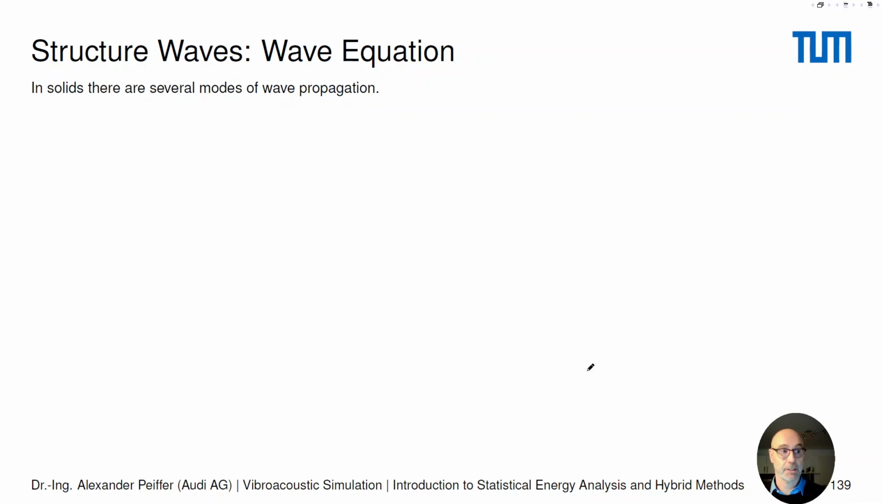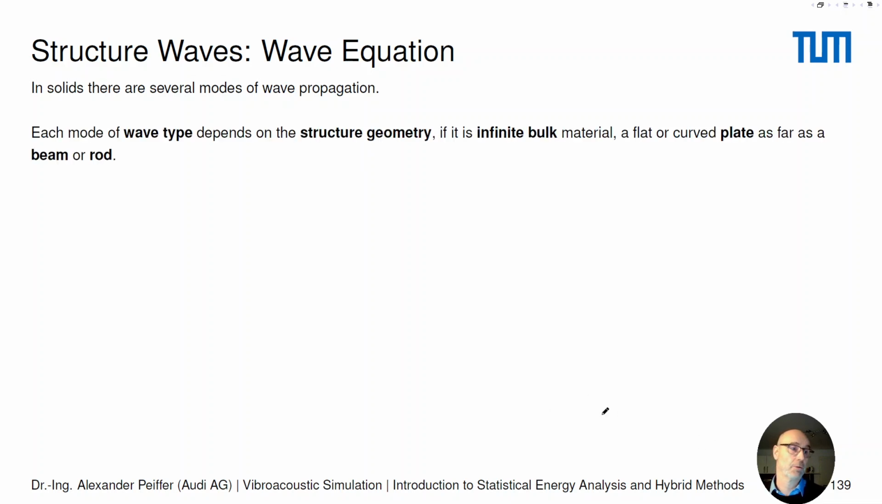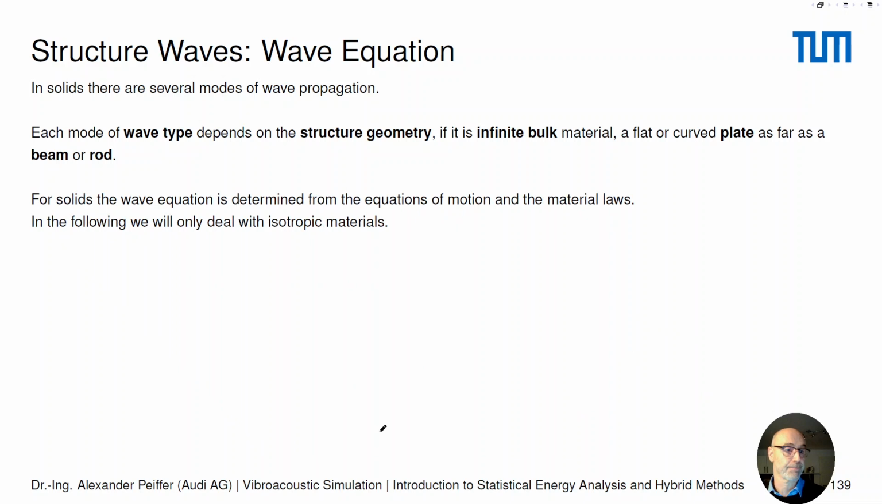So, as mentioned, there are several modes of wave propagation, so just a hint that things might get a little bit complicated. Normally, when we talk about structural waves, the wave type depends on the structure geometry. It makes a great difference if it is an infinite bulk material, like the Earth for the geophysics guys, or if it's a flat or curved plate, or a beam or rod. This is something that we really have to consider.